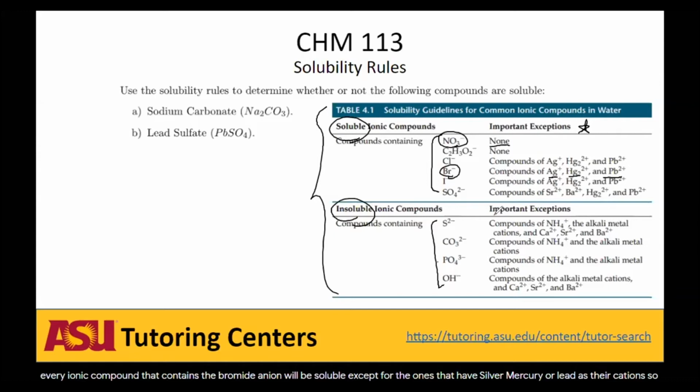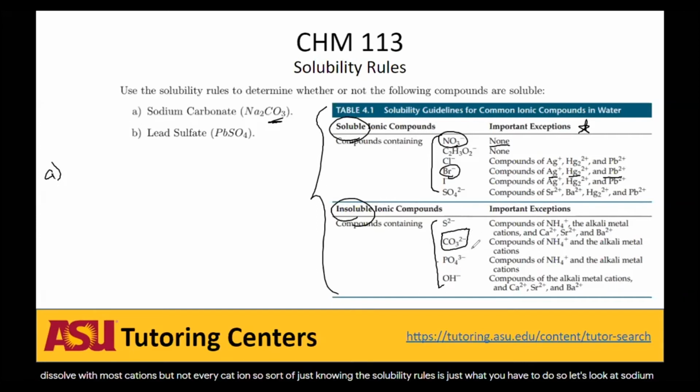Some just tend to dissolve no matter what. Others dissolve with most cations, but not every cation. So sort of just knowing these solubility rules is just what you have to do. So let's look at sodium carbonate. So the anion here is carbonate. We go down, we find it here. So it's likely insoluble, but we have to check our exceptions.